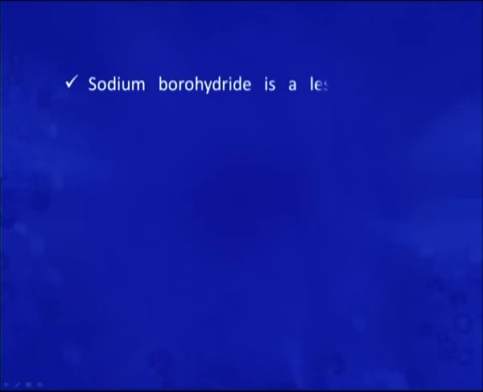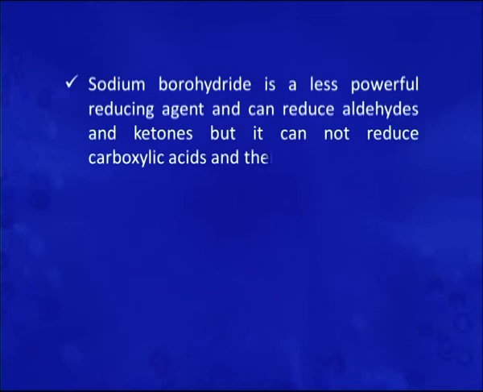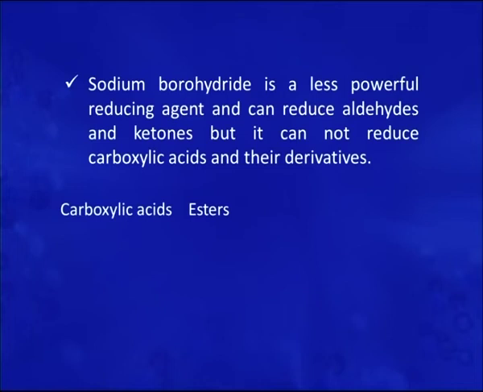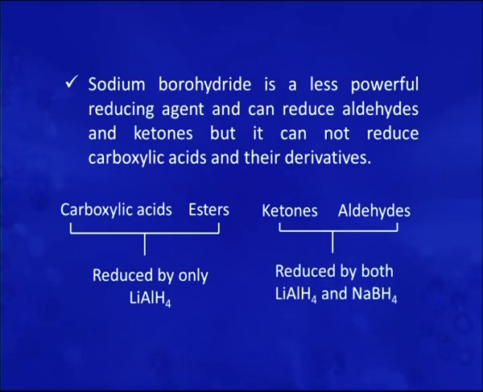Sodium borohydride is a less powerful reducing agent and can reduce aldehydes and ketones, but it cannot reduce carboxylic acids and their derivatives. As you can see here, carboxylic acids and their derivatives, that is esters, acid chloride, anhydride, etc., can be reduced only by lithium aluminum hydride, whereas aldehydes and ketones can be reduced both by lithium aluminum hydride as well as by sodium borohydride.